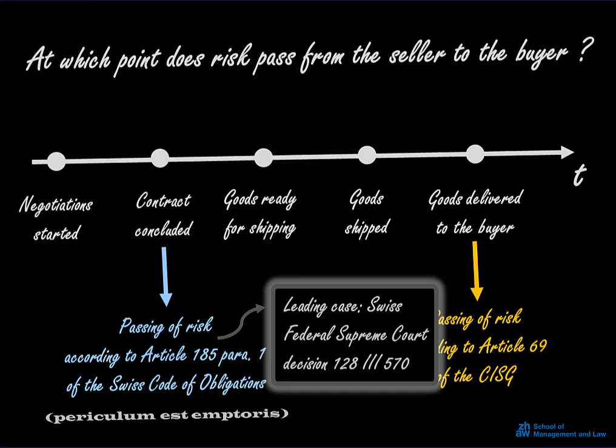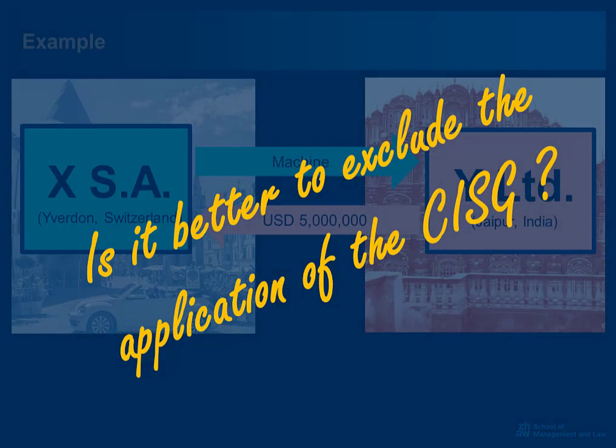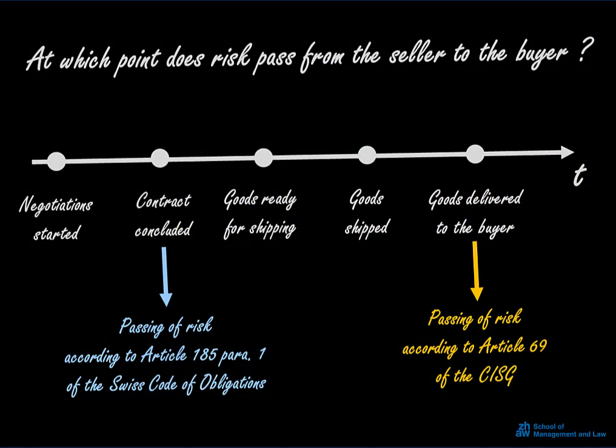But what about our case? Should the parties better have excluded the application of the CISG in their contract? What do you think? What would you prefer, the CISG or the Swiss Code of Obligations?